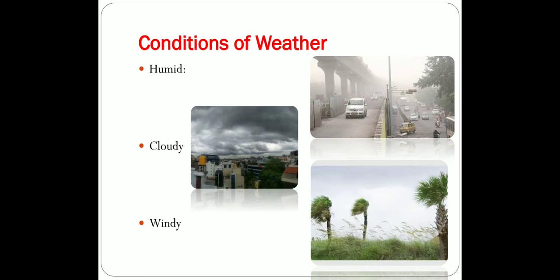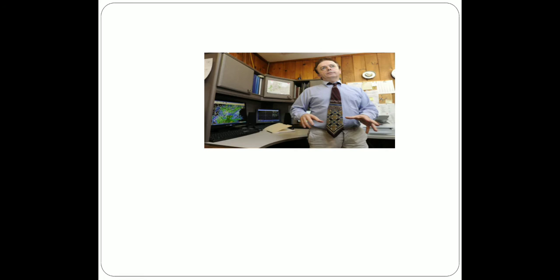Who can predict the weather and the climate in different regions? The meteorologist. The meteorologist is the scientist who can study and predict the weather. A meteorologist is a scientist who studies the weather.